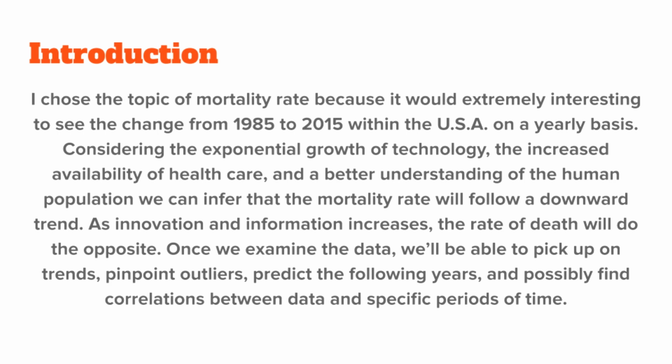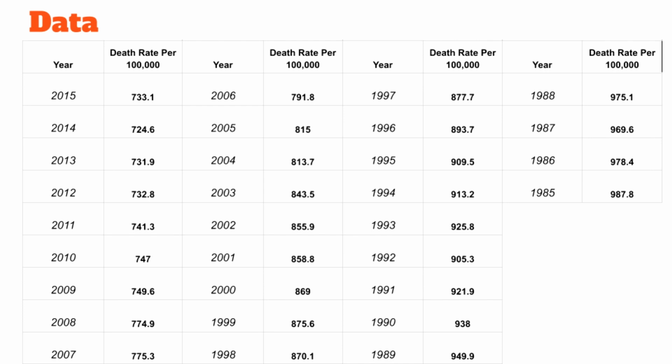Once we take a closer look at this data, we'll be able to pick up on trends, pinpoint outliers, predict the rate for following years, and possibly find correlations between data and specific periods of time. So here's a quick overview of our data. We can see that the death rate is decreasing steadily as time goes on. We should also keep in mind that the death rate is per 100,000 people, meaning every 100,000 people that are alive, say in the year 2015, only 733 people will die.